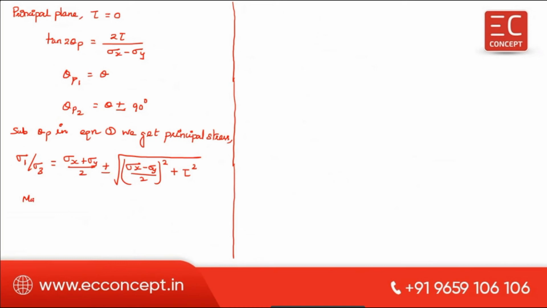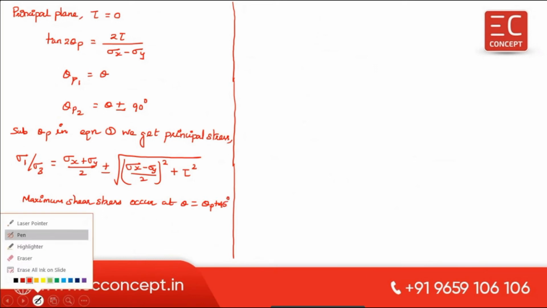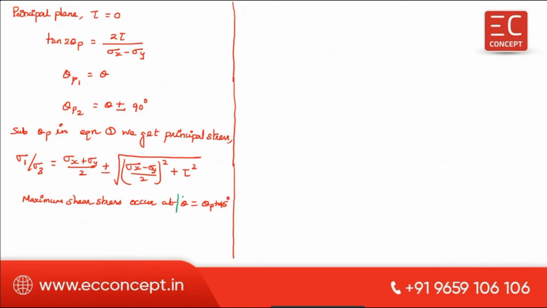Now maximum shear stress occurs at theta is equal to theta P plus 45 degree. This is very important factual data. You can expect a question. The maximum shear stress occurs at theta P plus 45 degree. But in the case of first case and second case, maximum shear stress occurs at 45 degree.